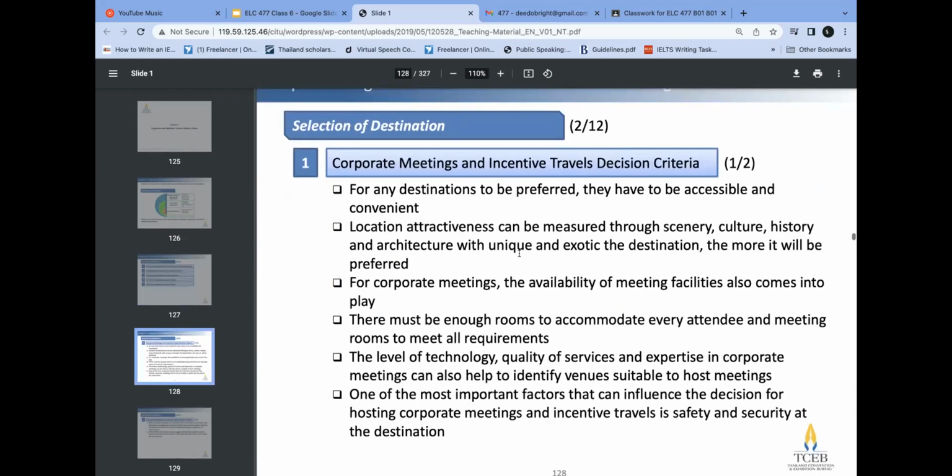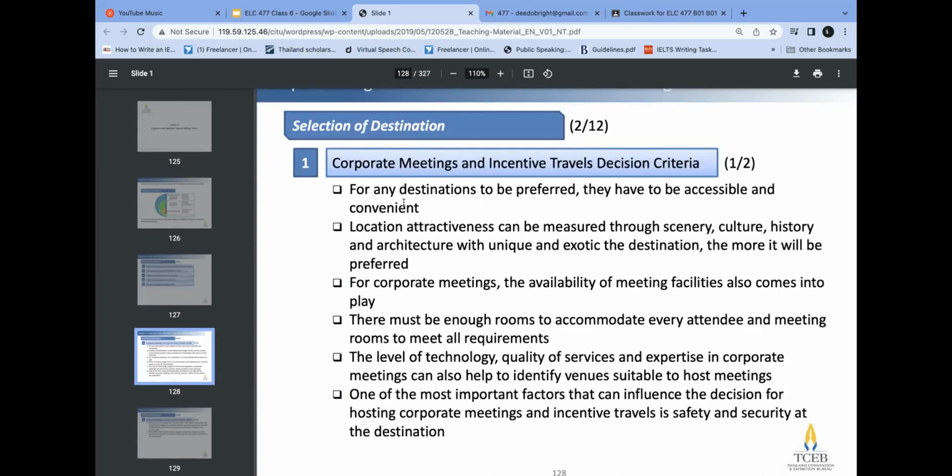Okay, so the first one, right? This is the core content that we have to understand a bit, just because for the second half after the midterm, you have to do a project, right? For 4 groups, a big group actually, right? What you need to understand is the factors first, and after that you can apply them to what you need to do or cannot do here. Corporate meeting and incentive travel decision criteria here.